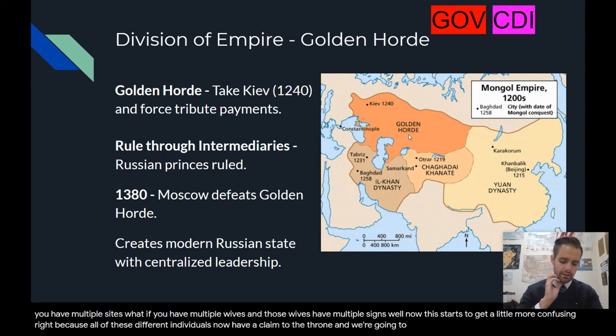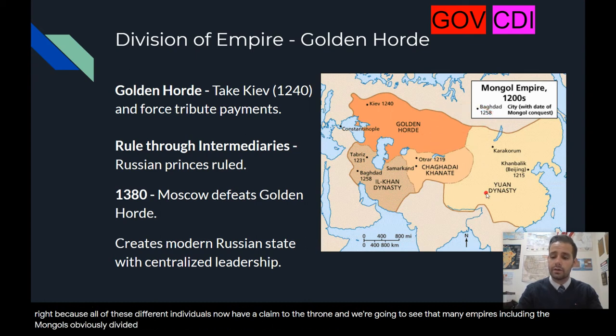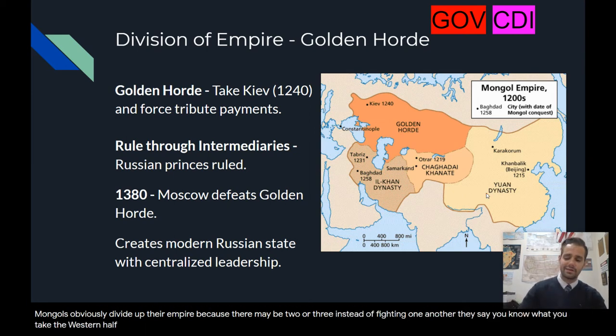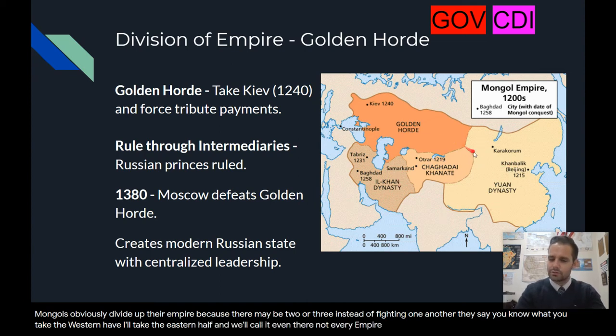And we're going to see that many empires, including the Mongols, obviously, divide up their empire because there may be two or three people who have a claim to the throne. And instead of fighting one another, they say, you know what, you take the western half, I'll take the eastern half, and we'll call it even there. Not every empire is going to do this.